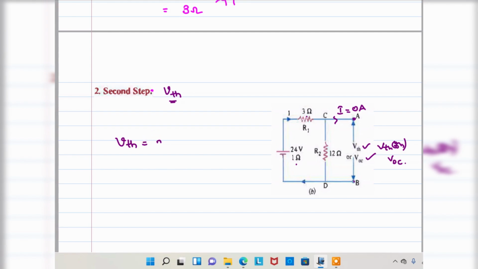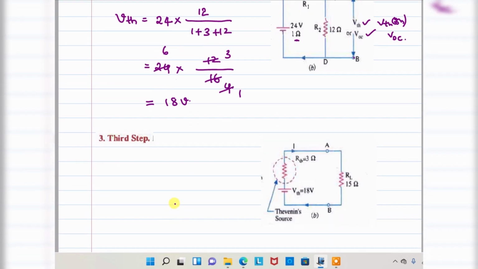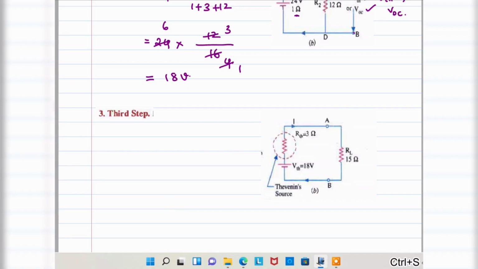In the voltage division rule, 24 is the total voltage, multiplied by the 12 ohm resistance we want to find out, divided by the total resistance of the circuit. The total resistance with the internal resistance of 1 ohm is 1 plus 3 plus 12. That is equivalent to 24 into 12 divided by 16, right? That gives 18 volt. So finally, VTH is 18 volt. Once you have VTH as 18 volt, step 3 is to find out the load current.